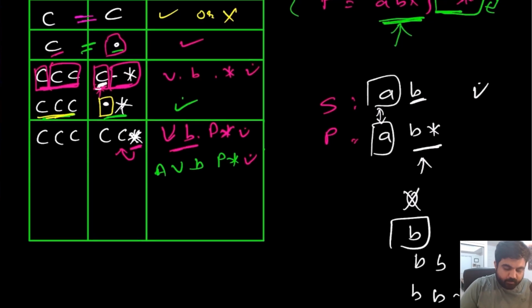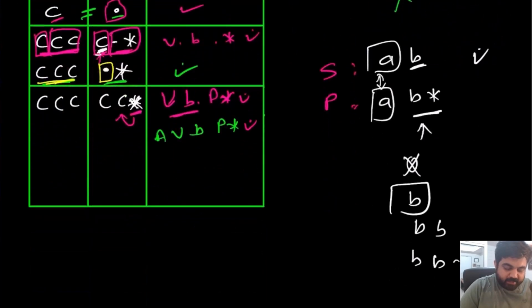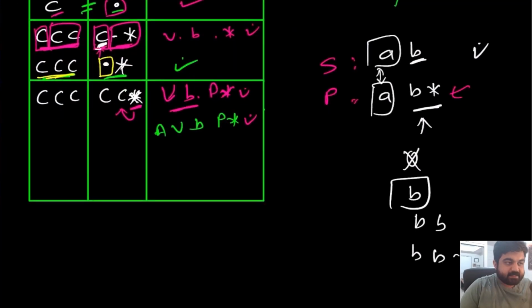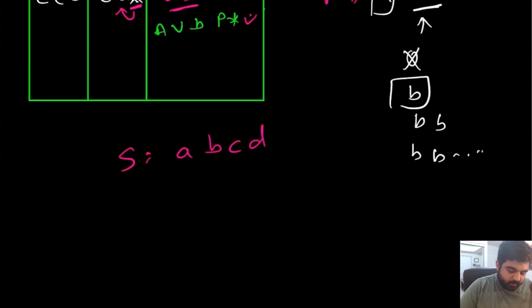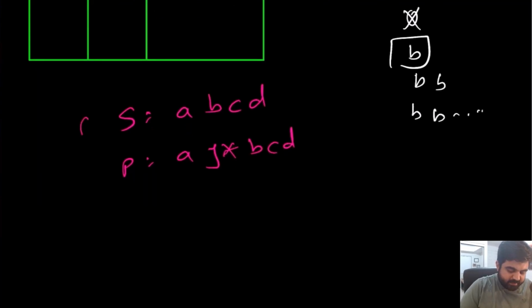There is also one more possibility where we actually do not need to consider this preceding value at all. What could be a scenario? Suppose we are given the string as A, B, C, D, and over here we are given some P equal to A, Y star, and then B, C, D. In this scenario, this is definitely a match. Why? Because for this Y star, we are considering this to be 0.